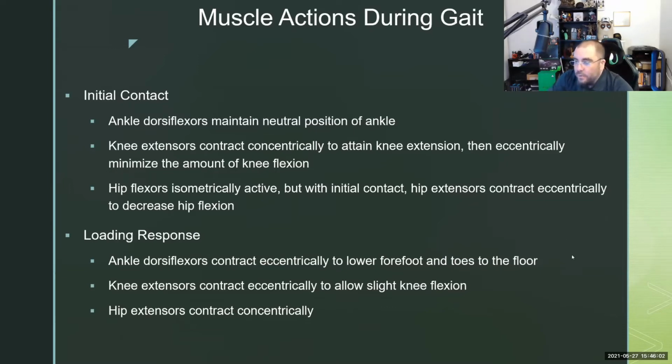Now we're getting into loading response. We're starting to move forward, right? The ankle dorsiflexors are going to contract eccentrically to lower the foot down. Remember, we're in heel strike. Now the foot's going to start lowering down to go to foot flat, and allow the toes to touch the floor. Those knee extensors will continue to contract eccentrically to allow a small bit of knee flexion, but more importantly, to restrict hyperextension. And then the hip extensors are going to start contracting concentrically to allow the hip to come forward.